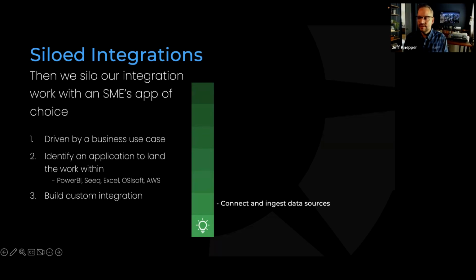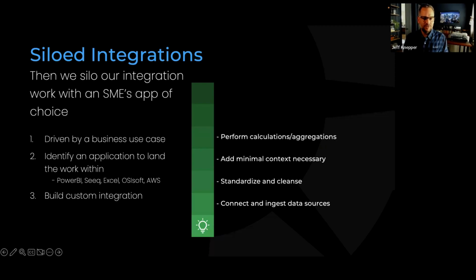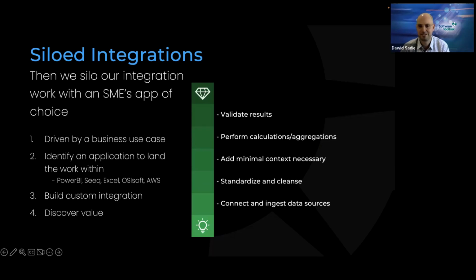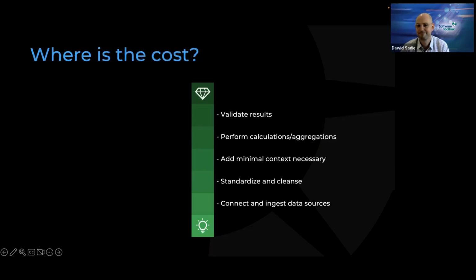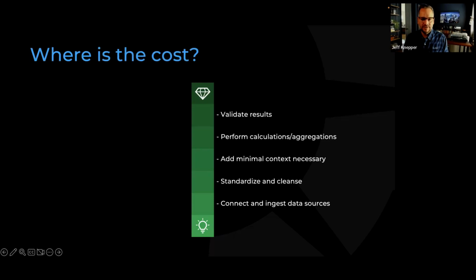And all that they're doing in this is they're connecting to those sources. They're standardizing all of these different formats of underlying data, cleansing it, adding the minimum context, performing their calcs and their aggregates, validating the results, and we discovered value. Some sort of an output, correct. Right. But think about where the cost is in all that. It's not in Power BI. The cost is in all of that effort, right? To go from data to information is costly.